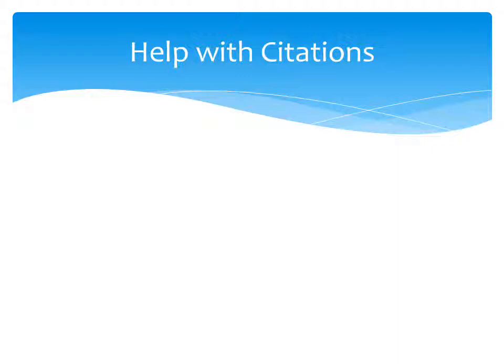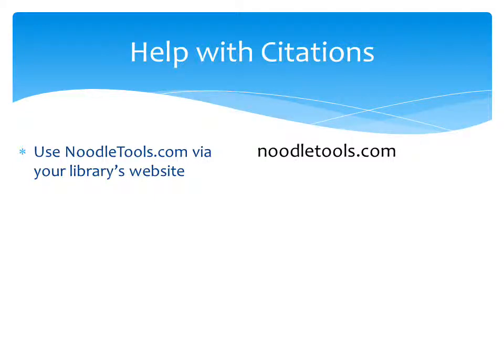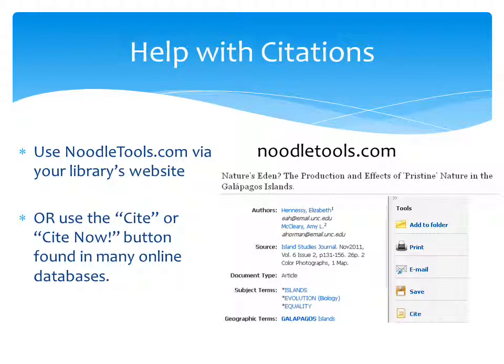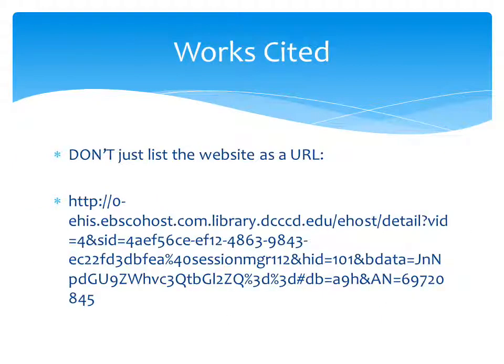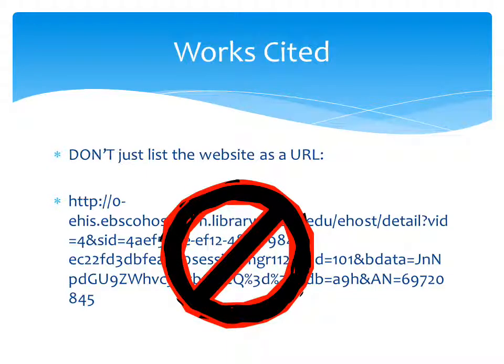For help with writing your citations, you can use noodletools.com via your library's website, or go to noodletools.com. Or you can use the Cite or Cite Now button that's found in many of the online databases next to the journal article or book that you're using. Don't just list the website as a URL pasted at the bottom in your works cited. This is incorrect.